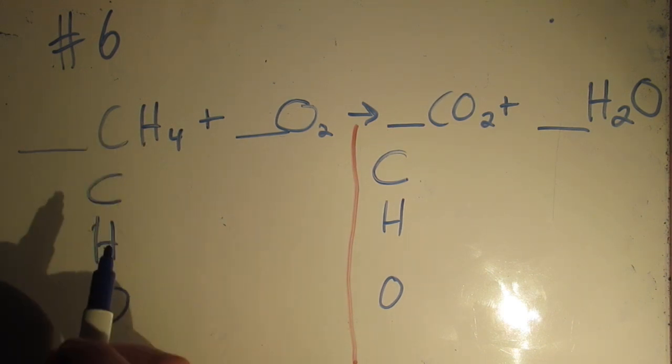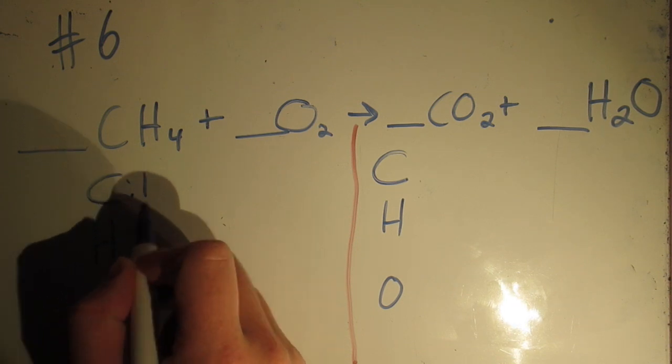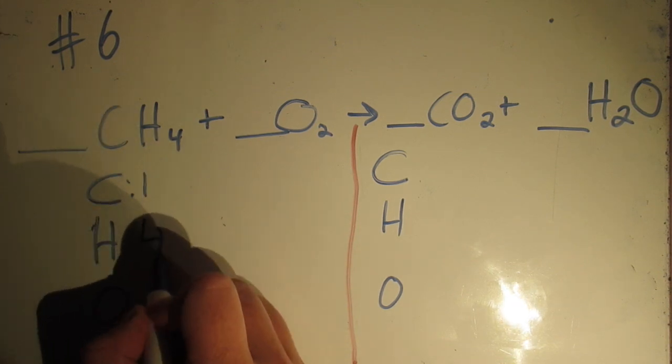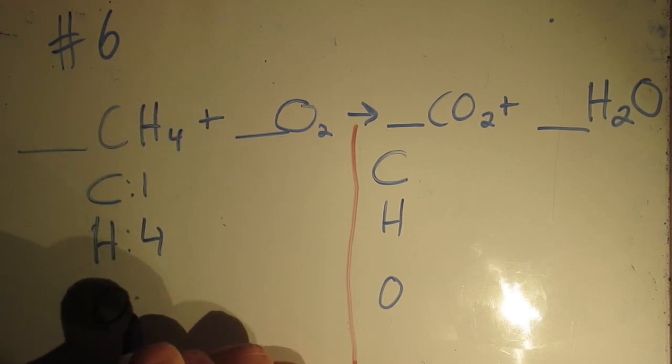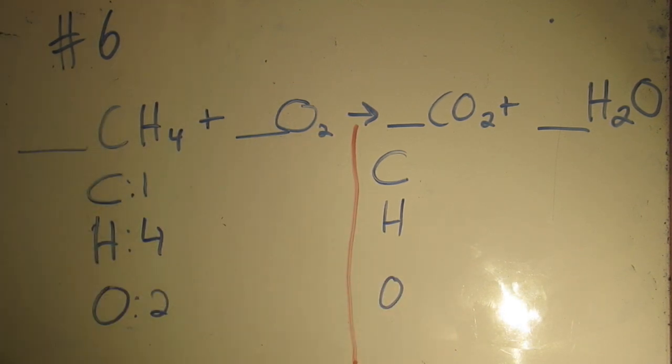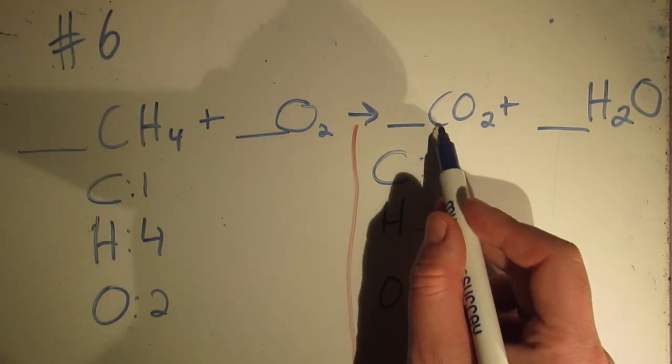So, counting our atoms. So carbon, we have 1. Hydrogen, subscript says 4. There's no coefficient, so I'm not multiplying it by anything. Just 4 for now. Oxygen, 2. Okay, then we go over to the products, and we're going to count again. So carbon, 1.